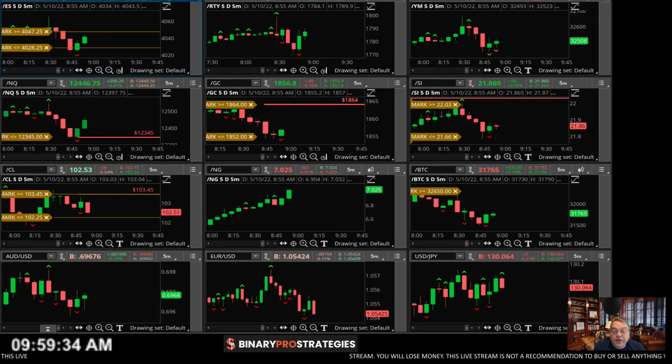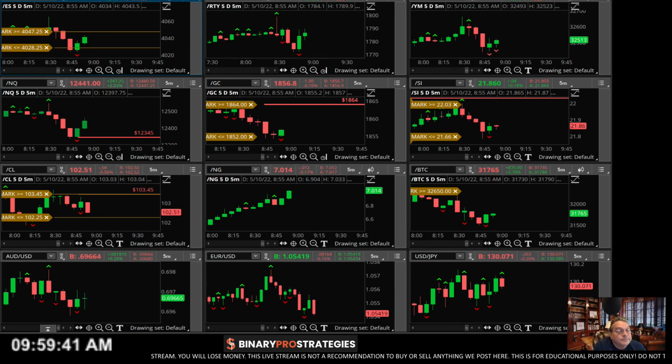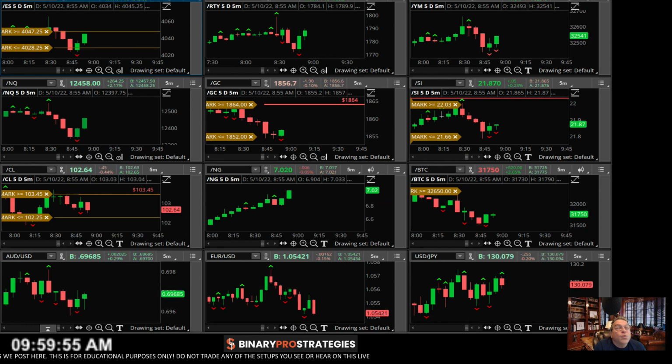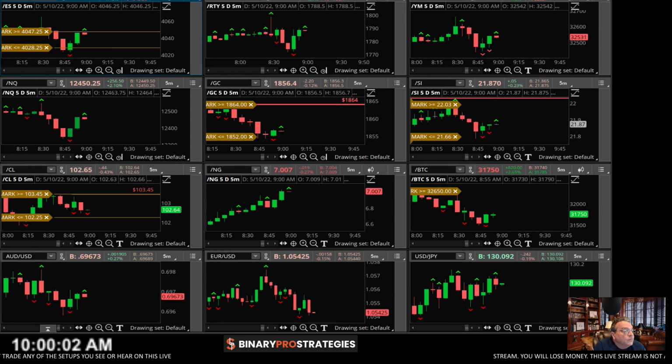NQ hit target. NQ did hit target, which is your mini NASDAQ. Long ES. Looking for ES to hit target at 47.25. Watch YM. You have an HF2 forming on YM for a buy. Gold and silver still short. Crude still short.